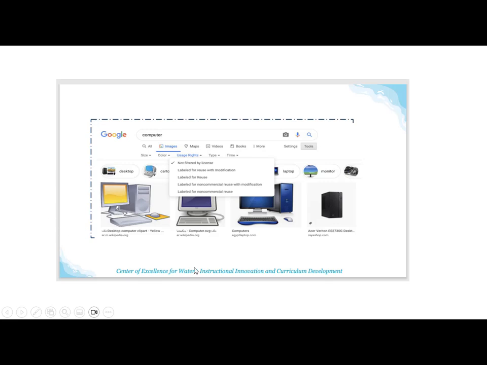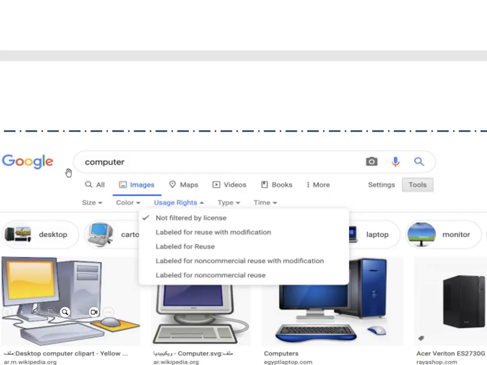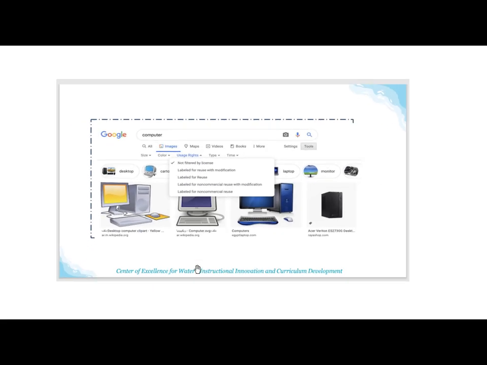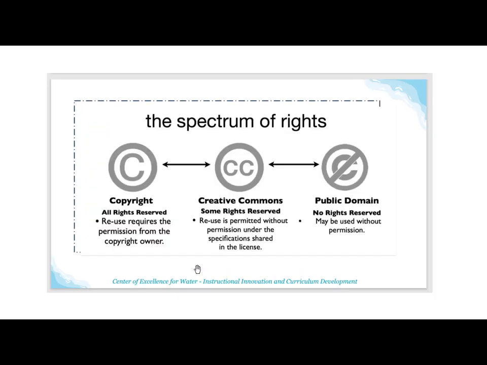Here is an advice: when you choose an image to include, it is important to go through the drop-down list in the Google search, if you like, about computer images, and then you have to check if it is not filtered by license, or labeled for use with modification, or labeled for reuse, or labeled for non-commercial reuse with modification. It is very important because there are very strict rules in the US copyright standards.